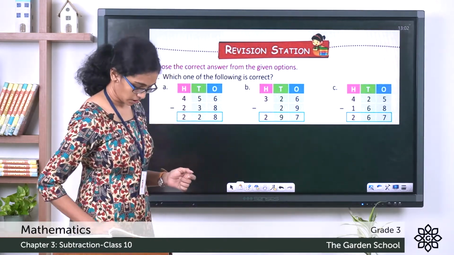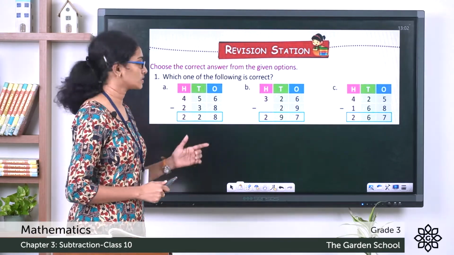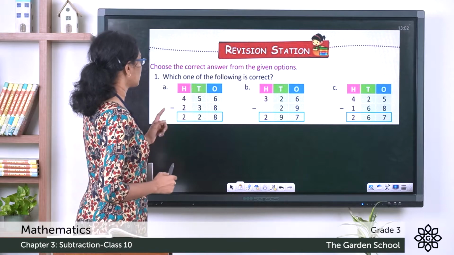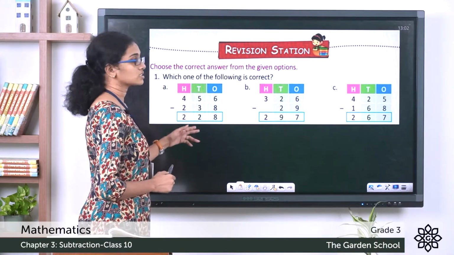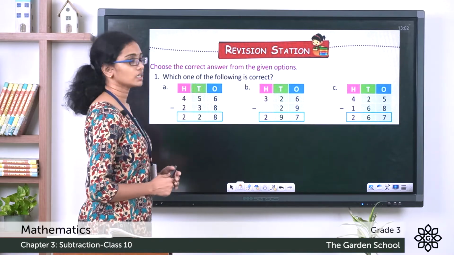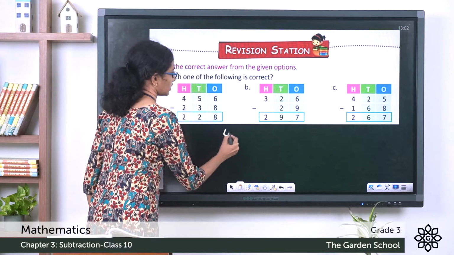We are given 3 options here, and you are given 3 subtractions there. See the first one, 456 minus 238. Let's check if the difference given here is correct or not. Let's do the subtraction and check.